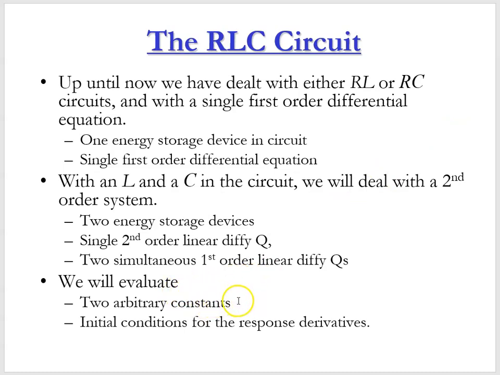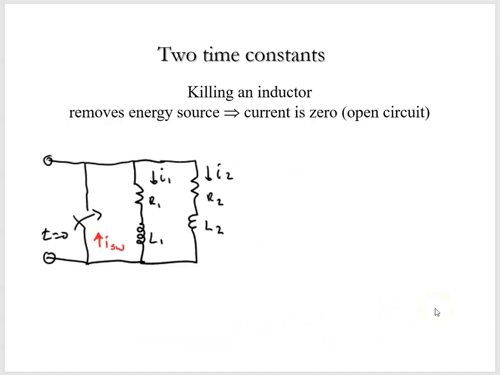So what we'll do then, we're going to have to evaluate the arbitrary constants. There'll be two arbitrary constants, but we'll have two initial conditions. We'll have an initial condition for the voltage across the capacitor and one for the current through the inductor. And when we evaluate those initial conditions, we'll evaluate one directly and one we're going to have to use the derivative of the response.